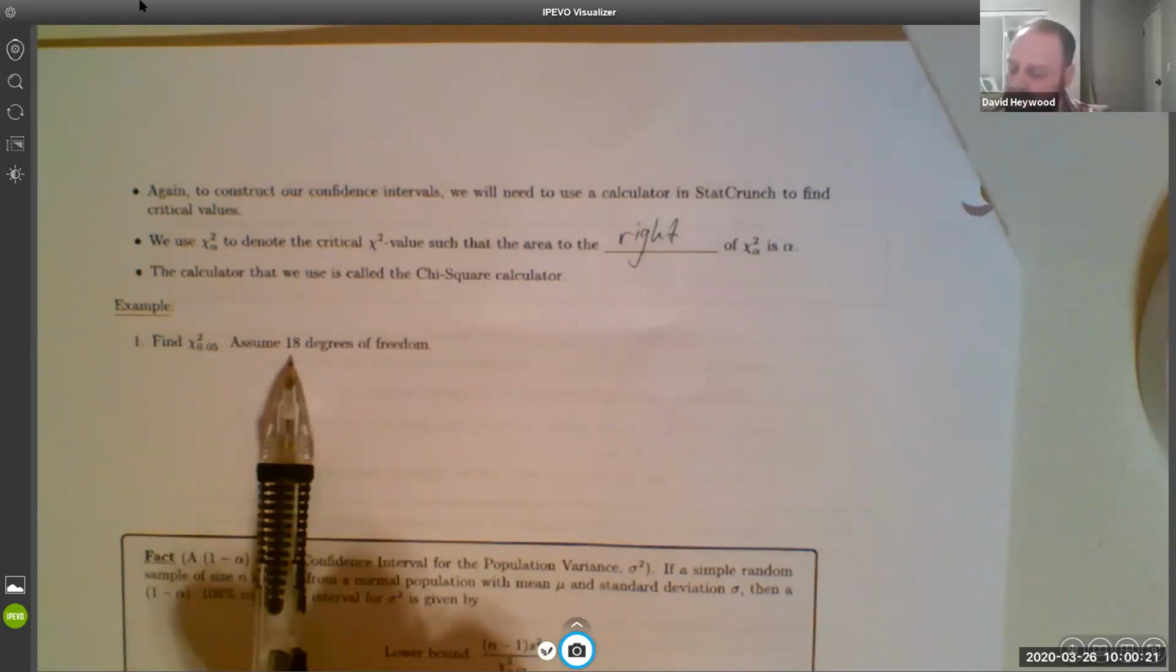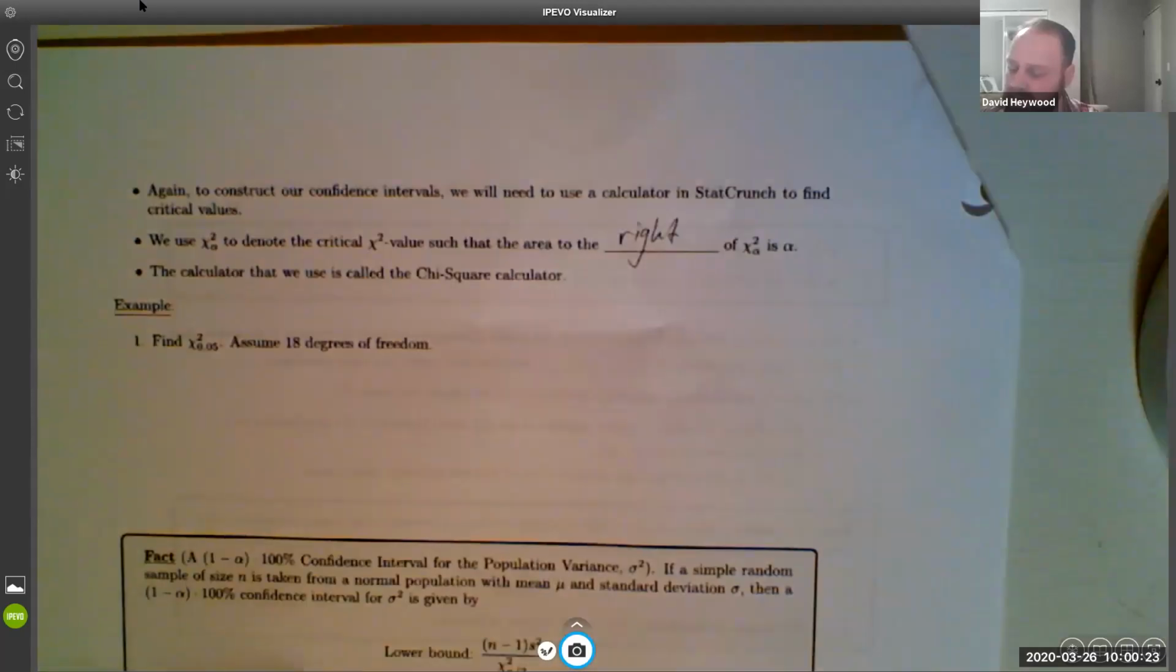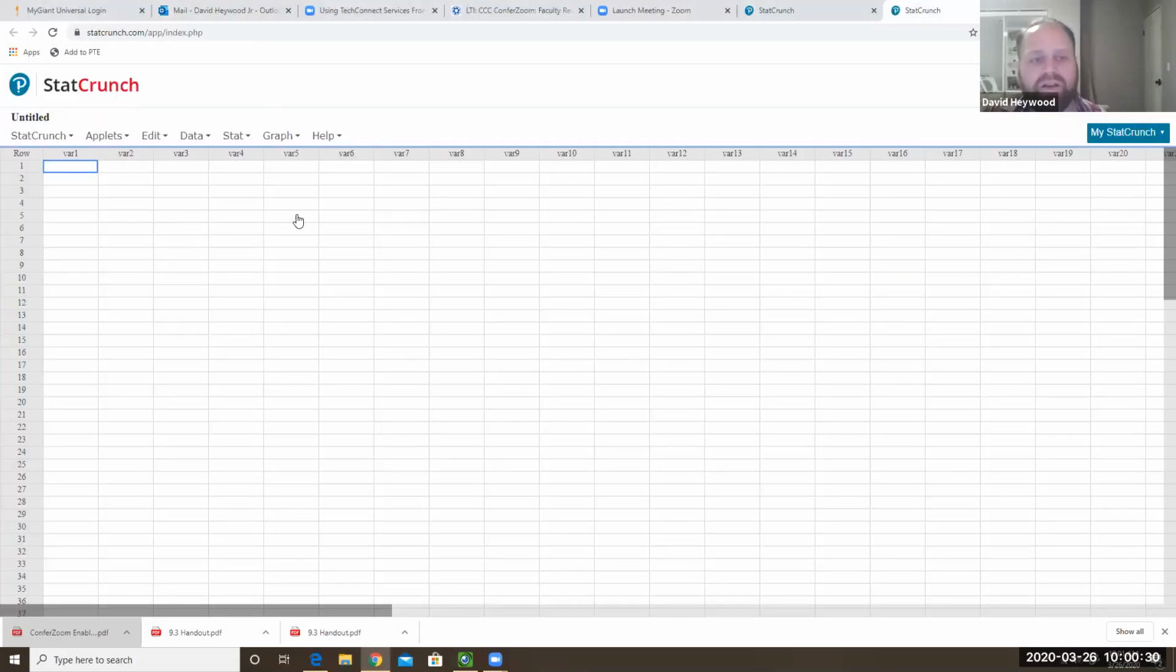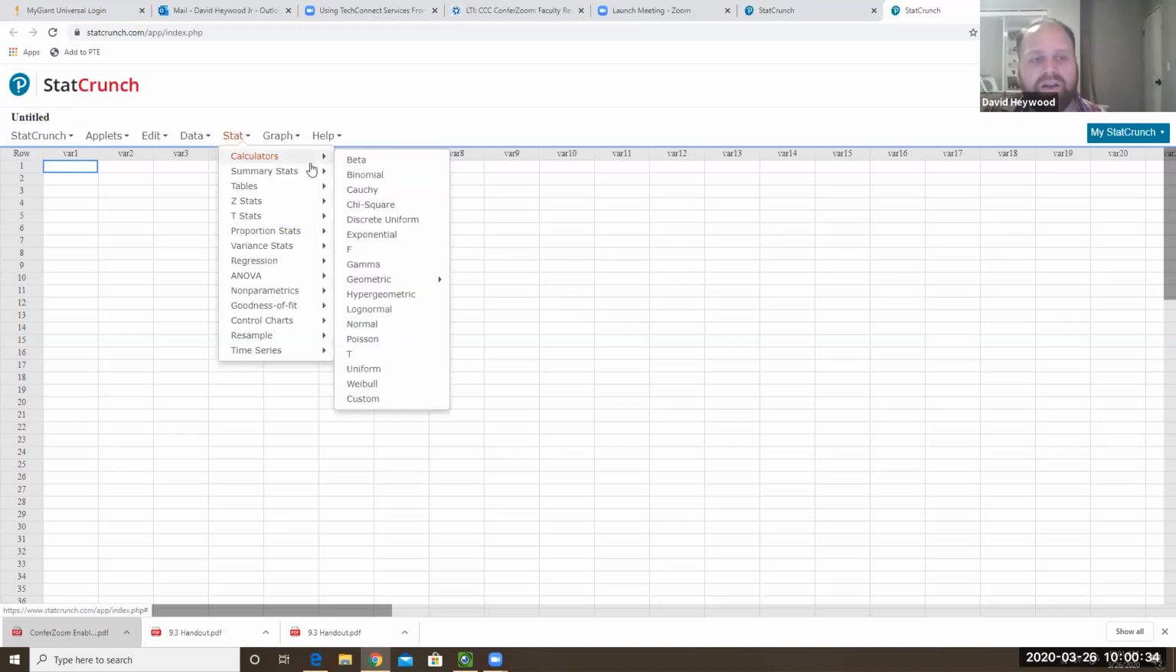So to do that, we're going to use the chi-square calculator. Let's take a look at it in StatCrunch. So I have StatCrunch pulled up here. Okay, so to use the chi-square calculator in StatCrunch, you're going to go to Stat, Calculators, and Chi-Square.